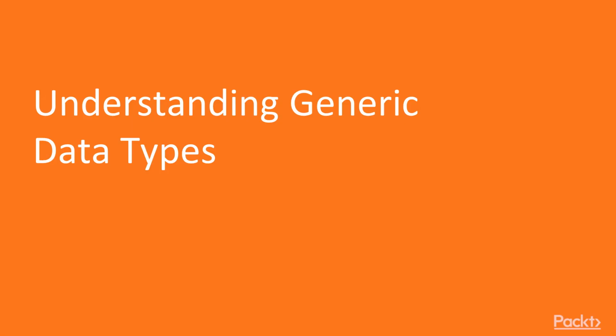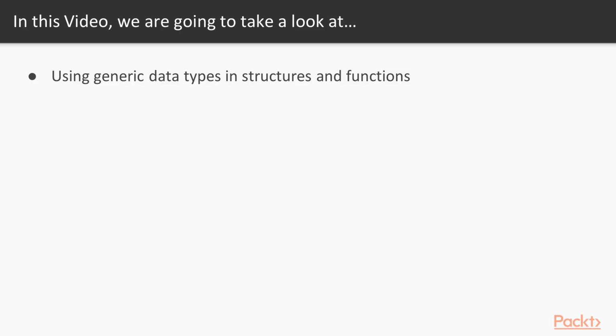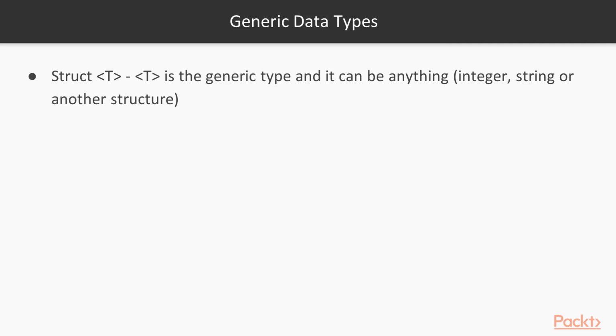The first video in this section is understanding generic data types. We will see the use of generic data types through a couple of examples with structures and functions, stuff that we've learned in the previous sections. Genericity is the ability to write code with types that are not specified, so that the code can be used for many different types. Rust applies this concept for both data structures and functions.